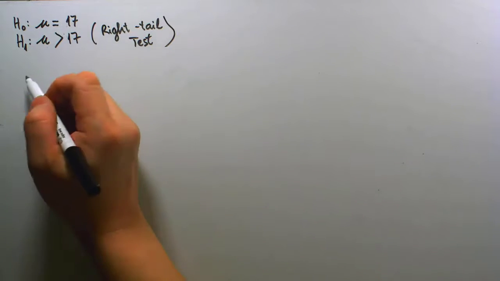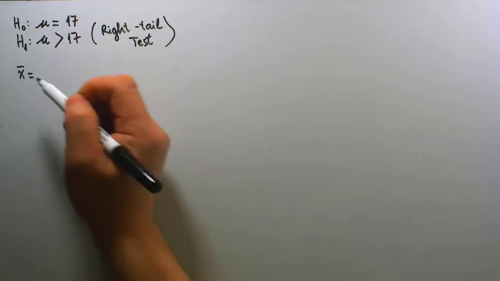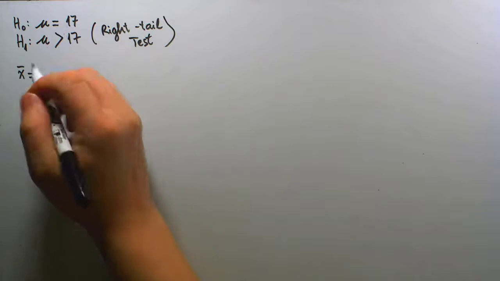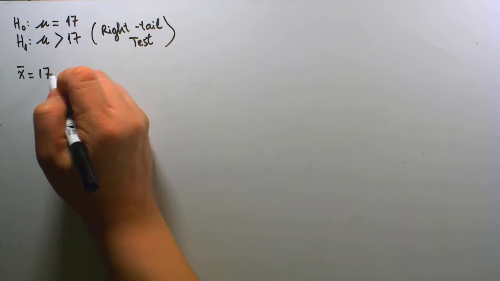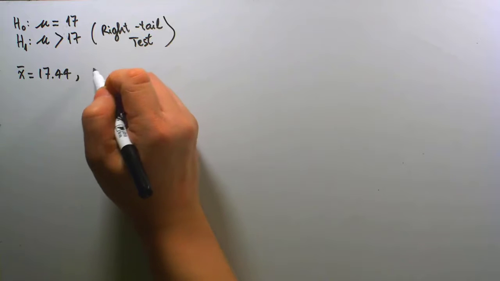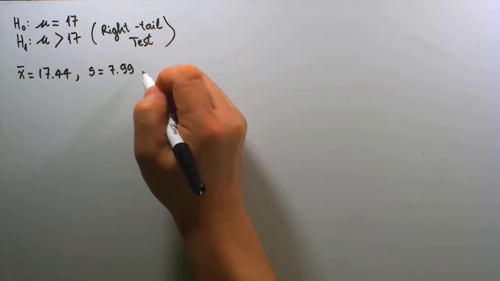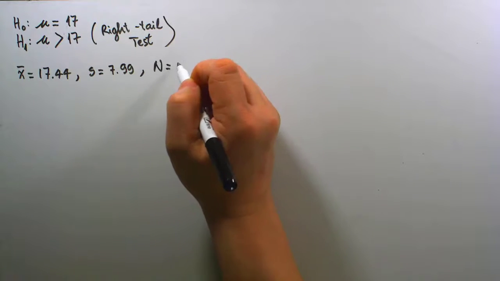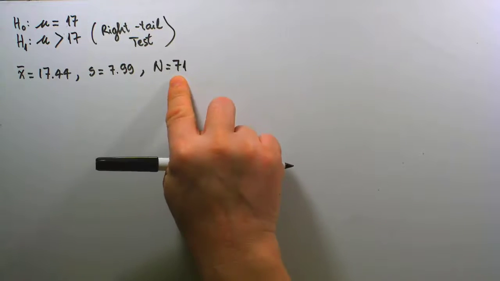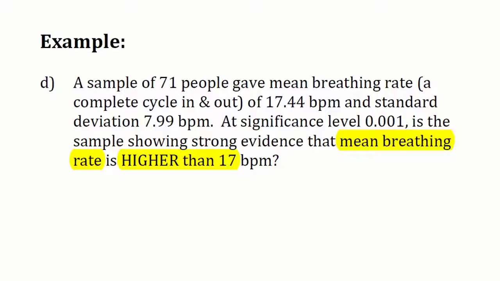And so just as usual, I am going to quickly sketch down the sampling information. Sample mean x bar is 17.44. Sample standard deviation is 7.99. And we are using the sample being as large as 71. That's for sample size. So I can quickly bring back what's on the computer screen so anyone can be convinced about that. This is sample size, this is sample mean, and this is sample standard deviation, as it says right here, standard deviation being 7.99.